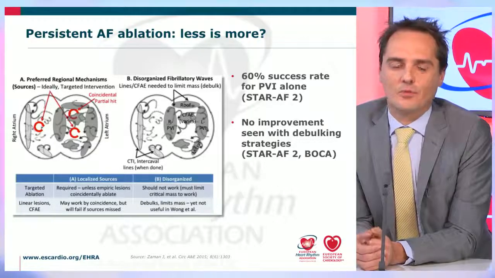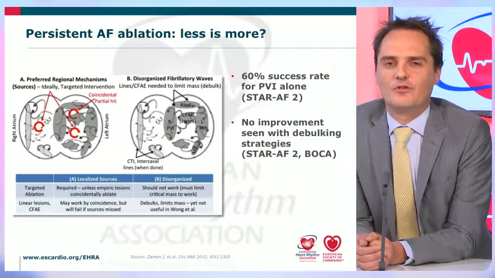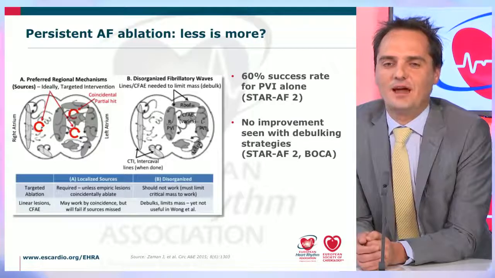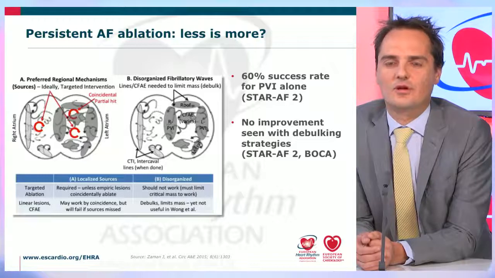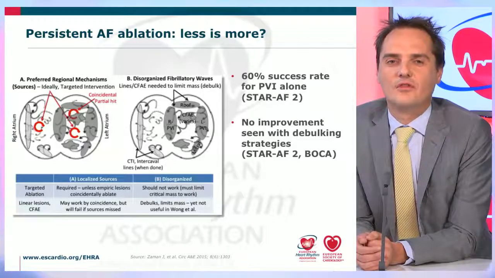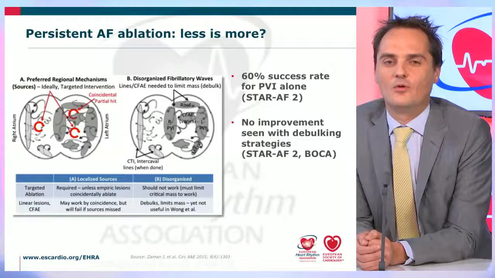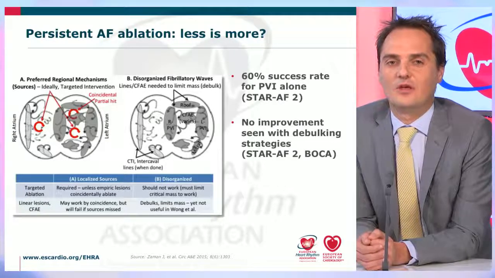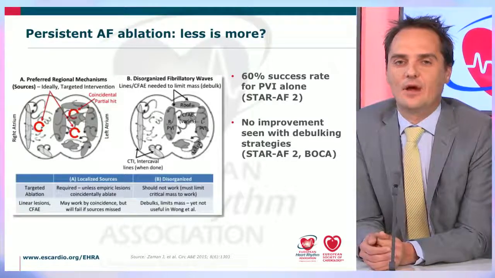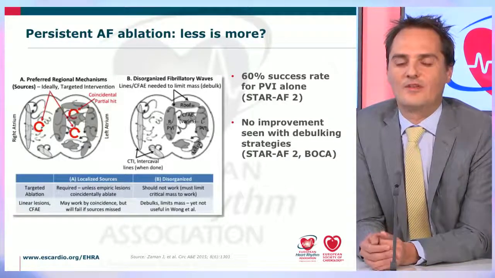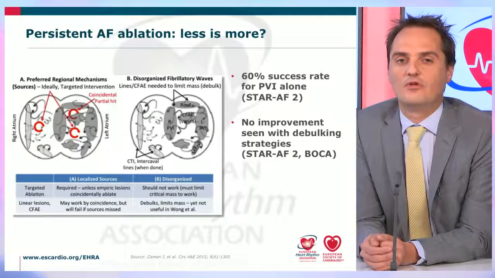That, of course, supports the majority of your vote first, the majority choosing PV isolation. And we know from randomized trials that PV isolation is, first of all, a successful strategy. There is a 60% success rate, for example, in the randomized controlled PstAF2 trial for PVI alone. And of course, more importantly still, the additional strategies, the debulking strategies, let's call them, in these trials, the PstAF2 trial, the BOCA trial, for example, that aim to offer more, did not show this result. They did not result in more success, in a better outcome.